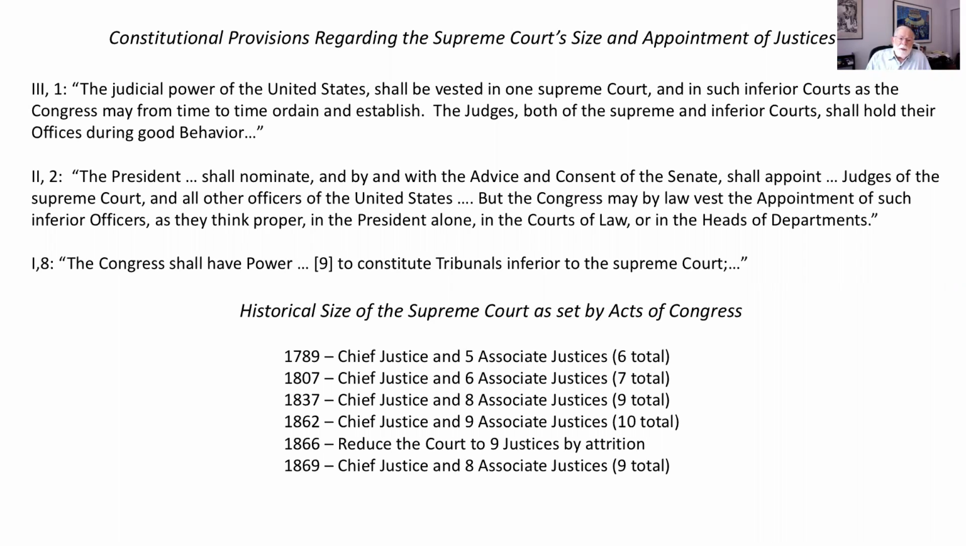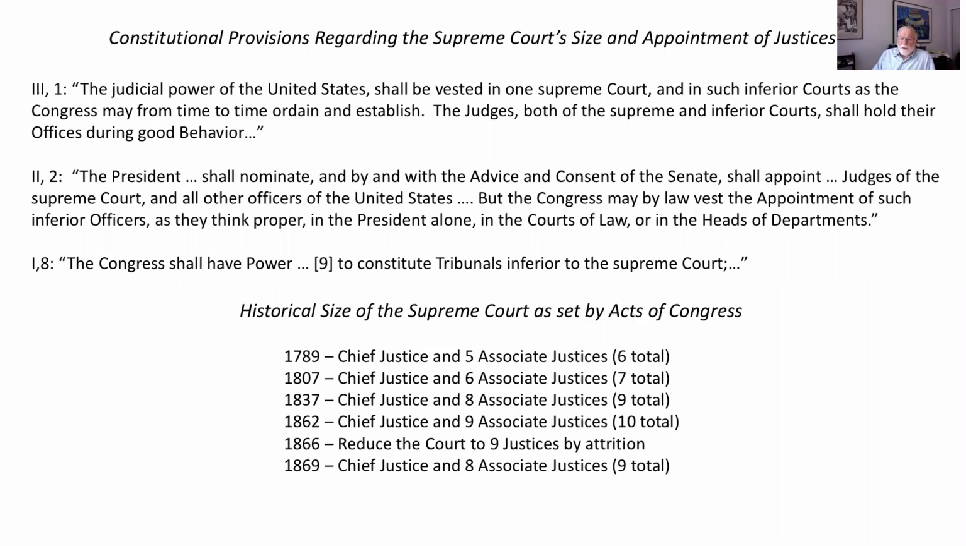And then it says in Article 1, Section 8, which talks about the powers that are delegated to the federal government. These are the main sources of federal powers in this one section, that Congress shall have the power to constitute tribunals inferior to the Supreme Court. And that's why in 1789, one of the first things the new government did was pass a Judiciary Act, which established a number of things.